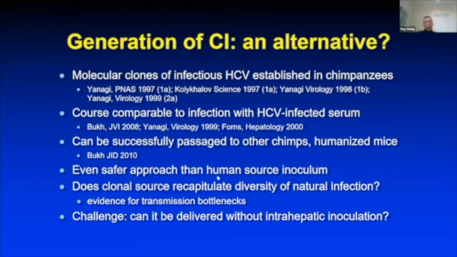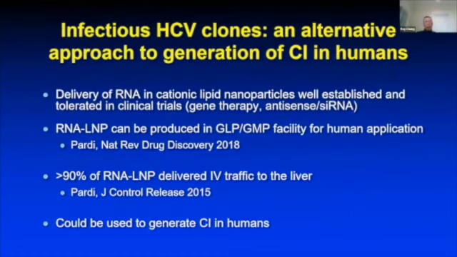The other challenge, I think, for an infectious RNA would be, can it be delivered without direct intrahepatic inoculation, such as was performed in the original chimpanzee studies of infectious cDNAs. So to this point, there are actually advances in therapeutic technologies that have allowed us to deliver RNAs peripherally into patients. And this has been aided and abetted by the use of cationic lipid nanoparticles, which have been well established and tolerated in clinical trials, including trials of not just vaccines, but gene therapy, RNAi and antisense approaches.